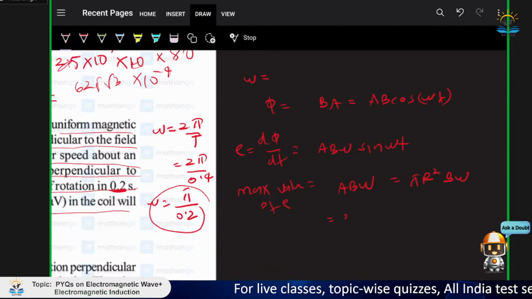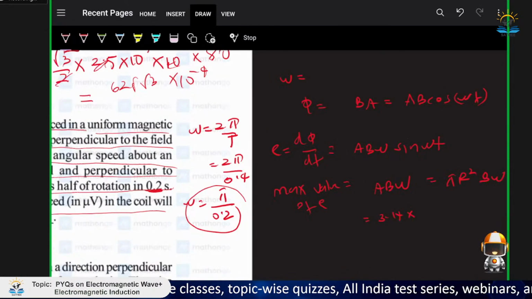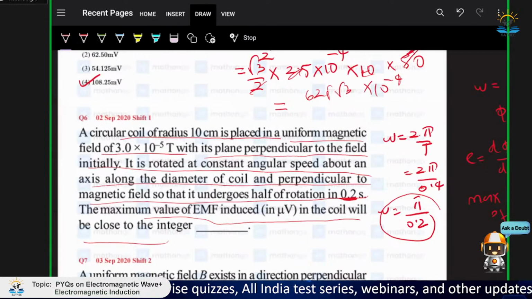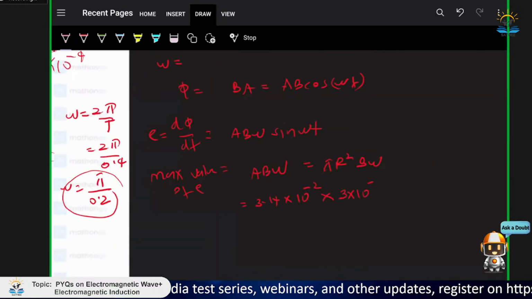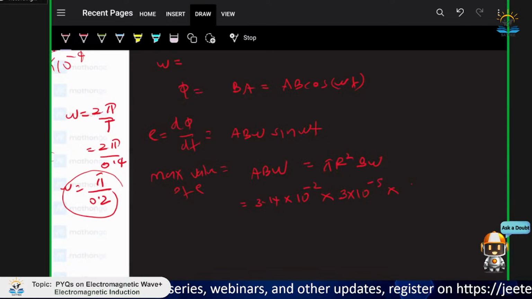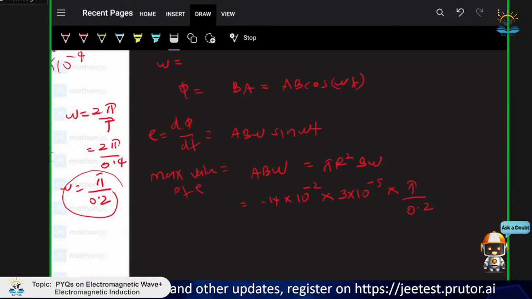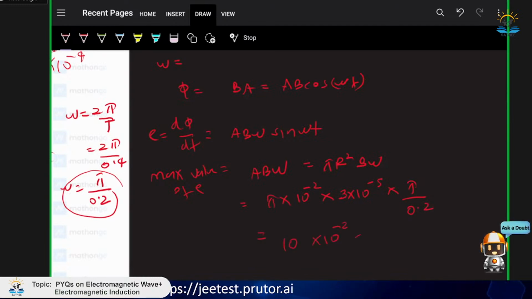Pi is 3.14. How much is the radius? 10 centimeter. 10 centimeter means 10 to the minus 1, so 10 to the minus 2 square. B is how much? 3 into 10 raised to minus 5. Omega is again pi by 0.2. So here we have a pi, right? So pi square we can take as 10. 10 into 10 raised to minus 2 into 3 into 10 raised to minus 5, 0.2 raised to minus 1.